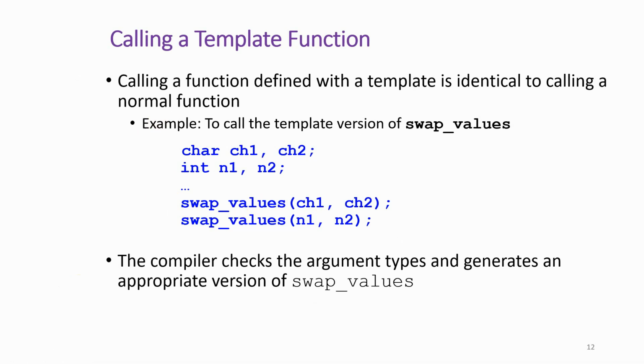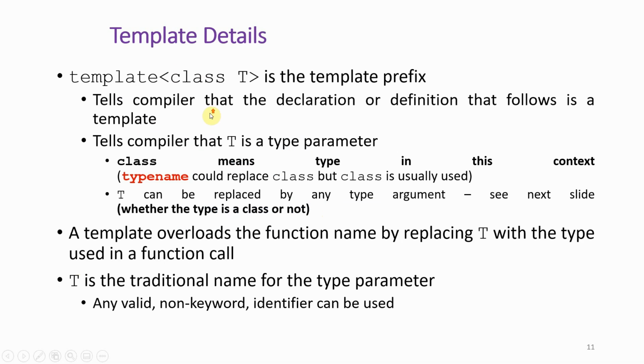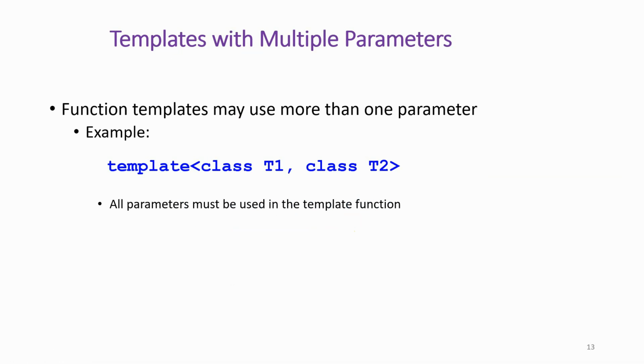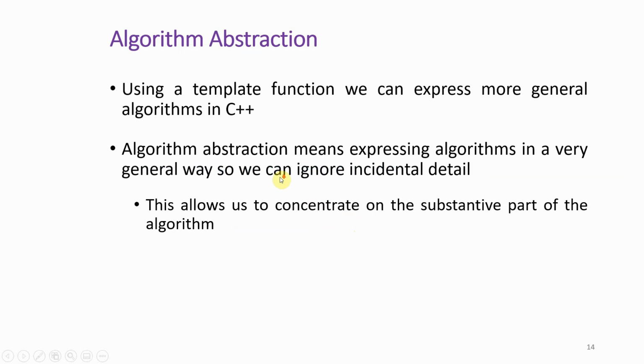So here, when we call that template function, the calling is the same as before, right? But the compiler would know that because ch1 and ch2 are characters, it's going to change the t to character. And here, because n1 and n2 are integers, the compiler would know that t is going to be integer. You can also have multiple parameters, as I mentioned; we already saw an example using that.